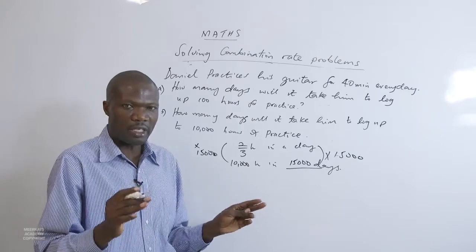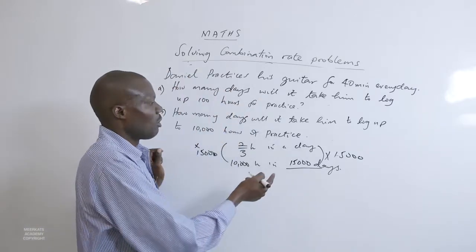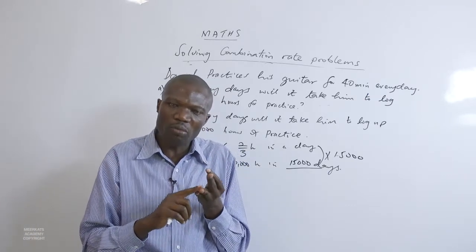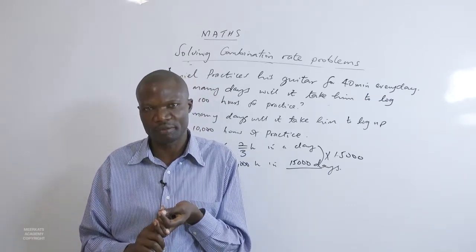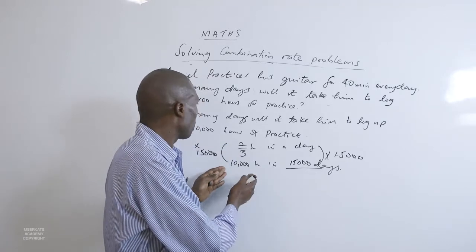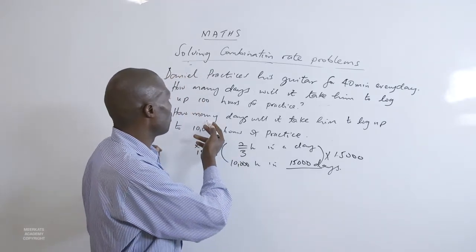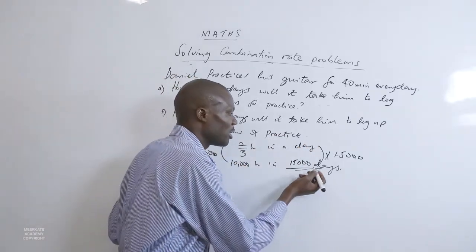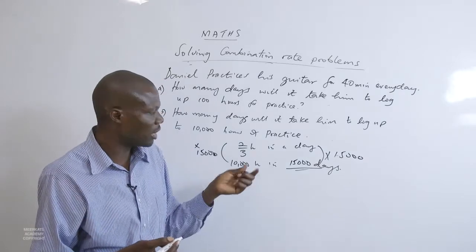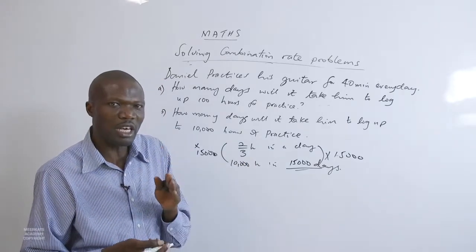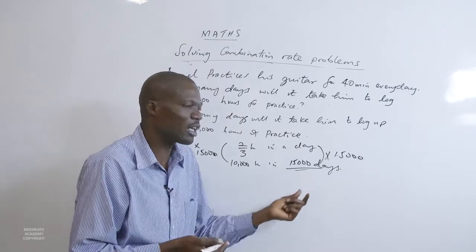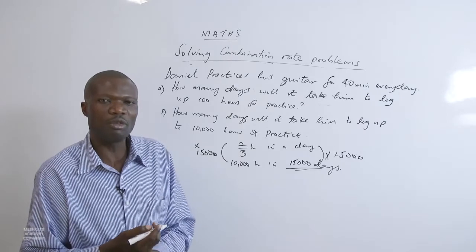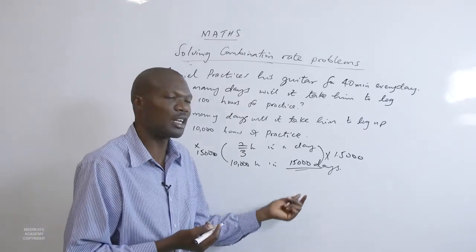So, let us see which one we shall adopt. 15,000 days can be changed into weeks or months or years. If the question is just asking straight for how many days, this one is easier, so we shall leave it at 15,000 days. But if it was asking for how many years, we would take this and divide by 365. If it was asking for how many weeks, we would take this and divide by 7.